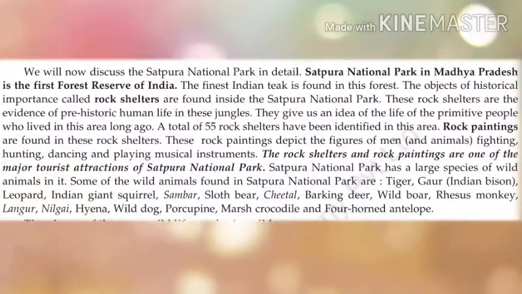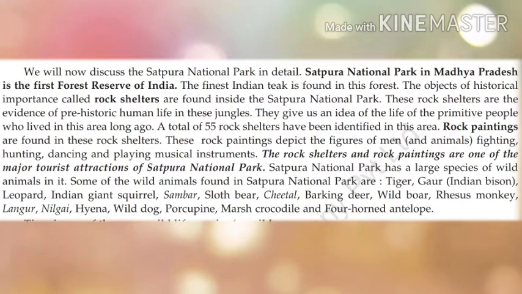We will now discuss the Satpura National Park in detail. Satpura National Park in Madhya Pradesh is the first forest reserve of India. The finest Indian teak is found in this forest. Very high quality Indian teak trees are found in this forest.